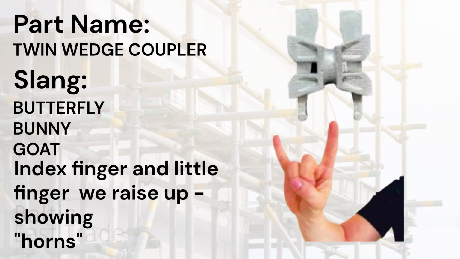Twin wedge coupler. Also called butterfly, bunny, or goat. To show with gestures: raise your index finger and little finger up, showing horns.